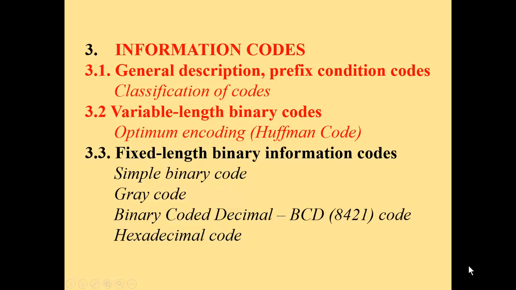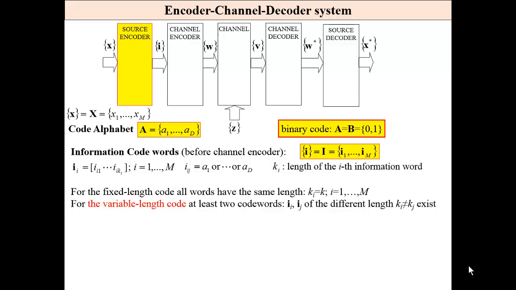Information codes, a general description, and then variable length binary codes, Huffman coding. Encoder channel decoder system. First block, source encoder. Source messages using code alphabet are encoded and information code words are achieved.